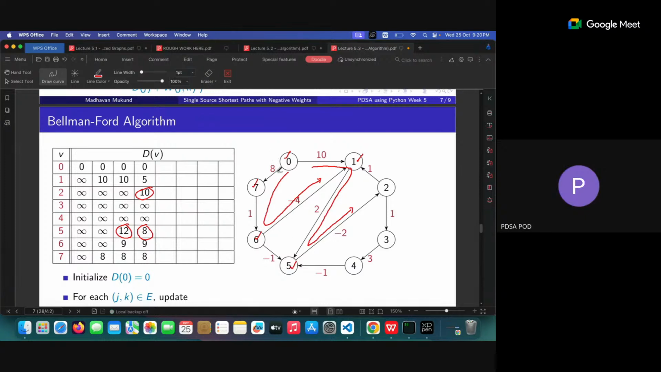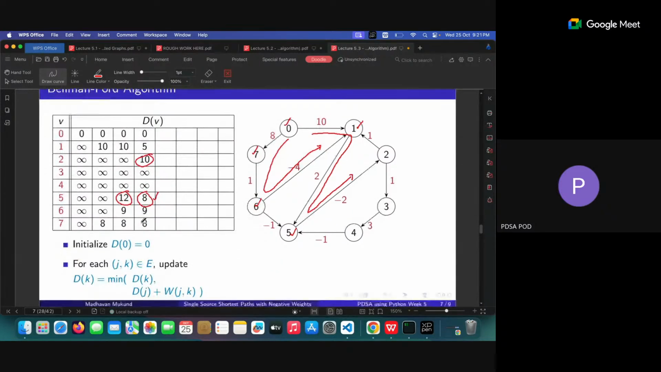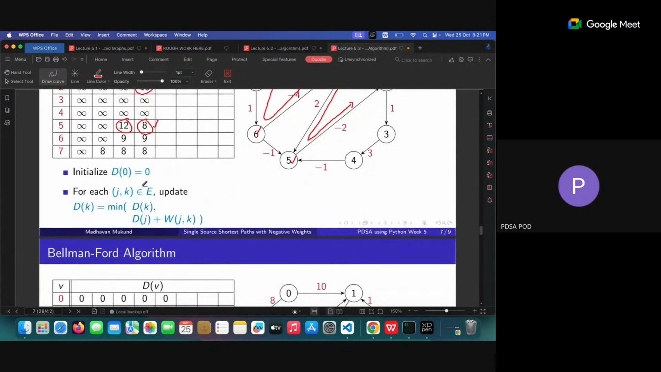But what is the distance? Please check it. 9 and then minus 1 is 8. That's the reason. Already we have got the value of 6. That's the reason we got this updated value, 8. Earlier it was 12. So every time you are updating the new values for the columns, so that every time you have updates. For each J to K that belongs to the edge, it will be updated. Every time you get an updated one, for every time you get a minimum.